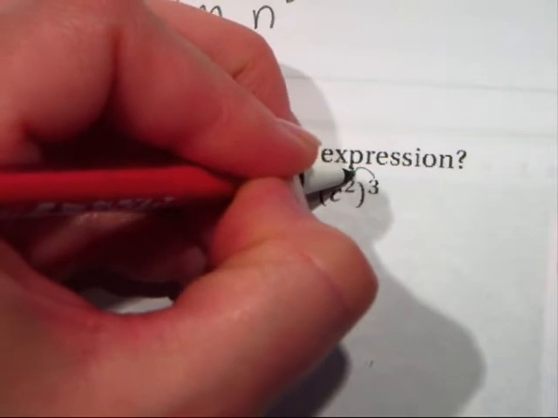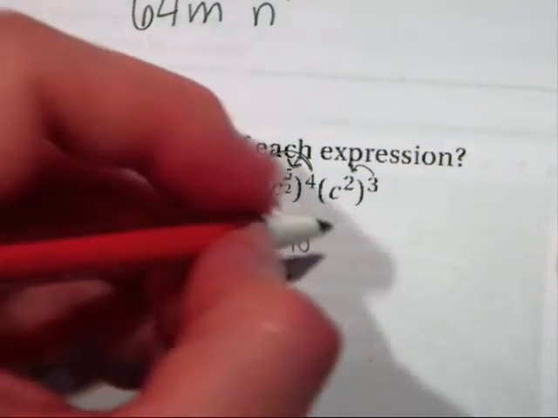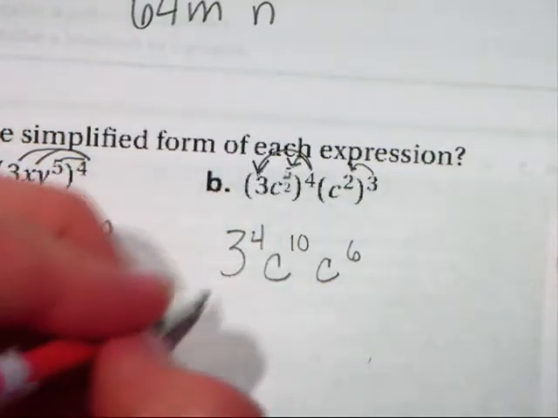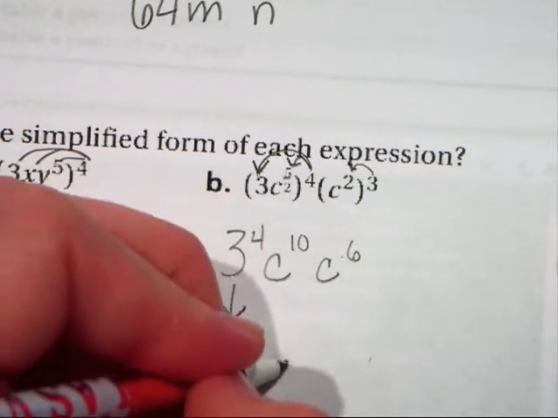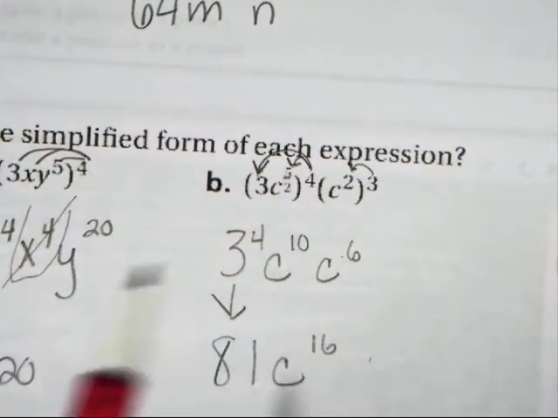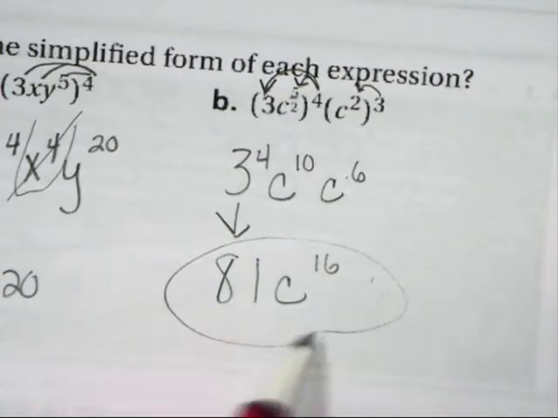And then this 3 goes to that c squared. So I get c to the 6th, not c to the 5th. Well, 3 to the 4th is 81 again, and that's 10 and 6. You add here, when they're written separately, you add them. Final answer.